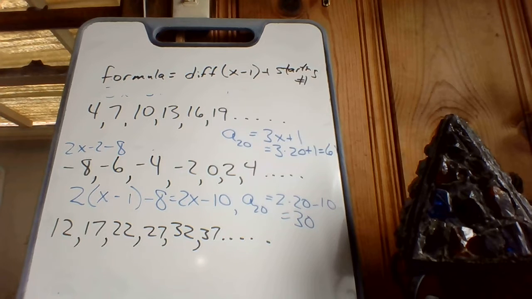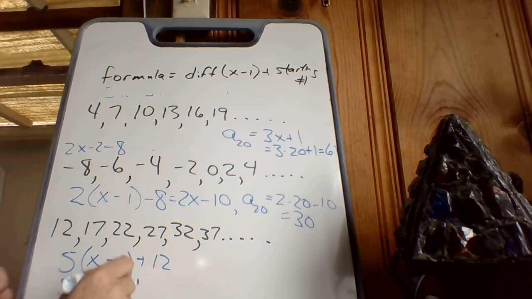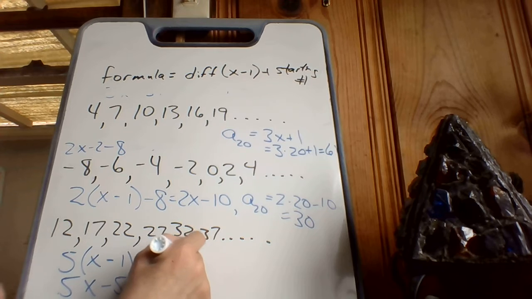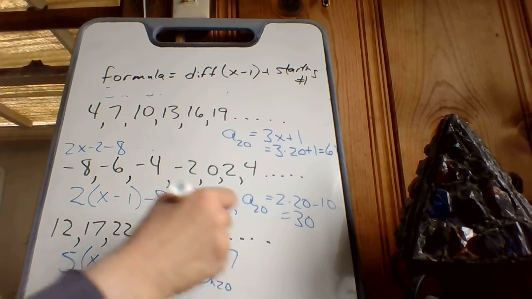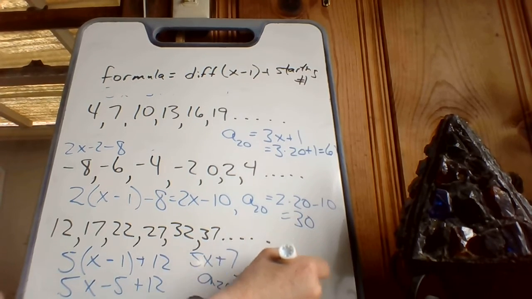On this last one, let's see. I'm adding 5, adding 5, adding 5. Okay, so 5 is my adding number. And 12 is my starting number. 5x minus 5 plus 12. So really we're talking 5x plus 7. A20 is 5 times 20 plus 7. So 100 plus 7, 107.